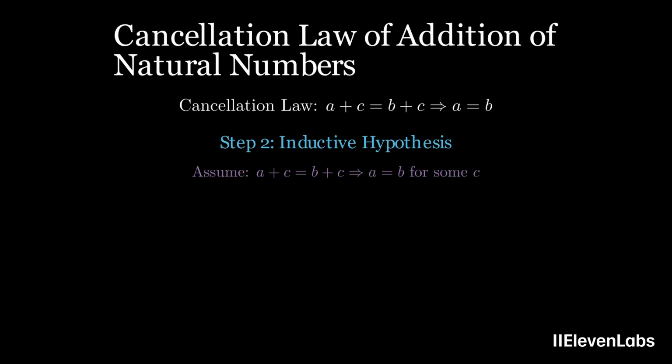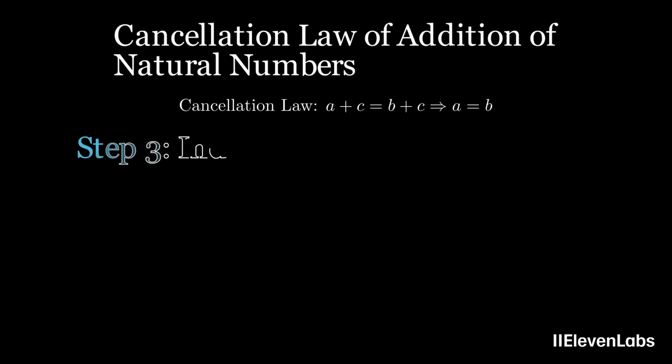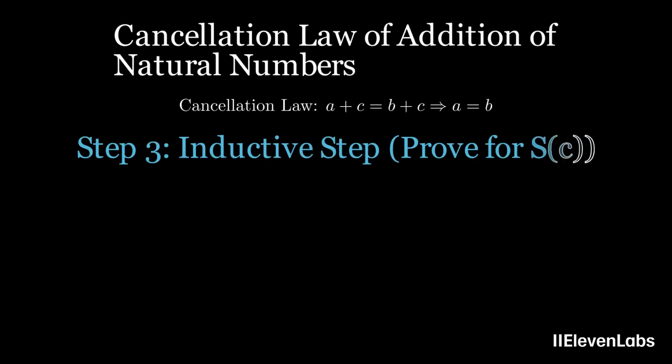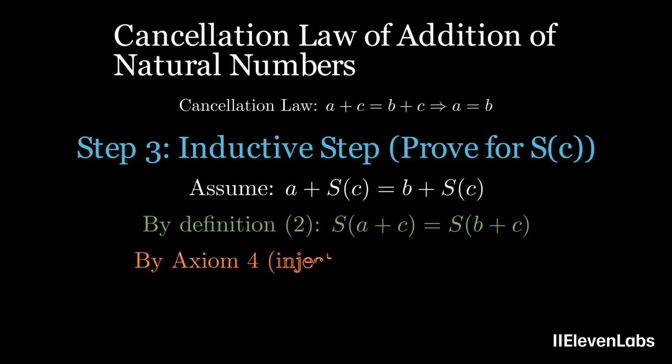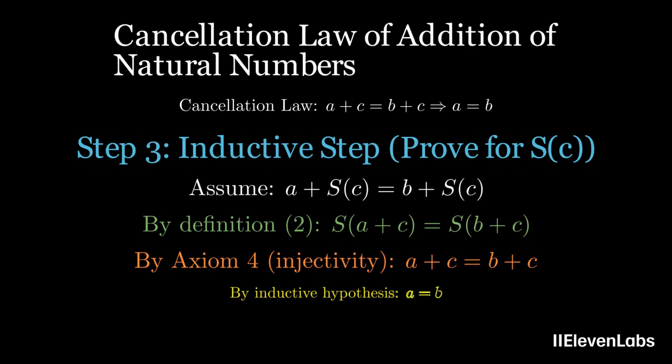Inductive step. Assume that a plus c equals b plus c implies a equals b for some c. We shall show that if a plus s of c equals b plus s of c, then a equals b. Here we use the definition of addition. So s of a plus c equals s of b plus c. By axiom 4, we have a plus c equals b plus c. By the induction hypothesis, we have a equals b, hence shown.